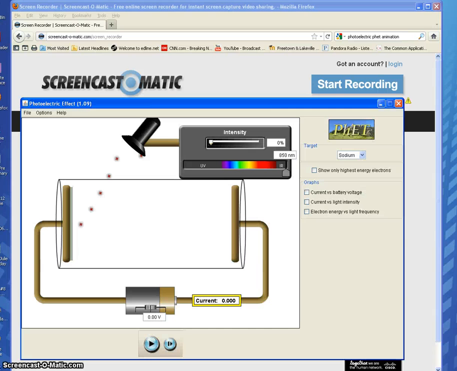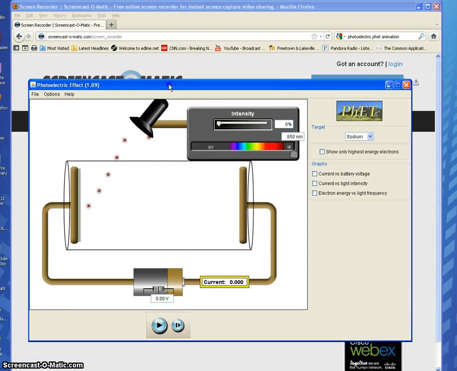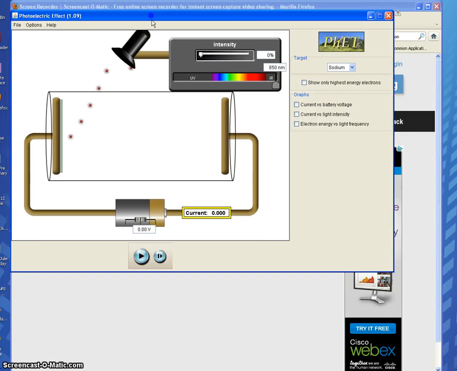Okay, so we're back. We're going to go over this little applet that's online that helps maybe understand the photoelectric effect a little bit better. We're going to try at least.